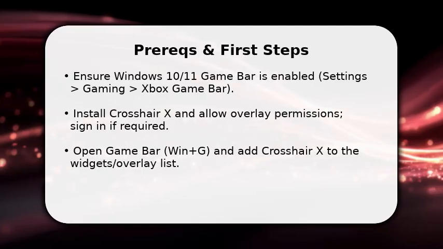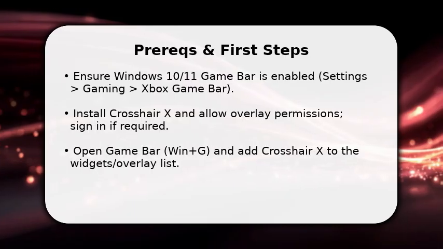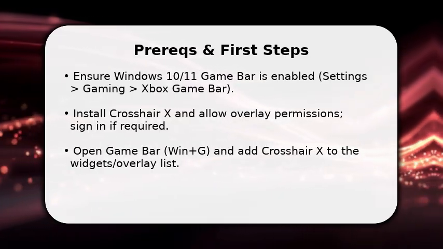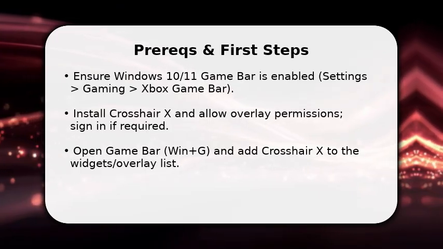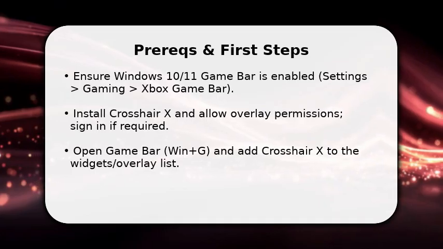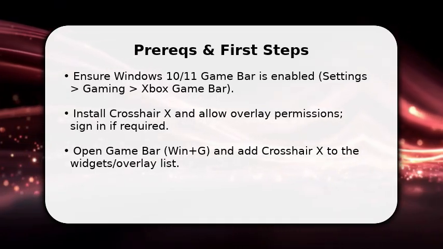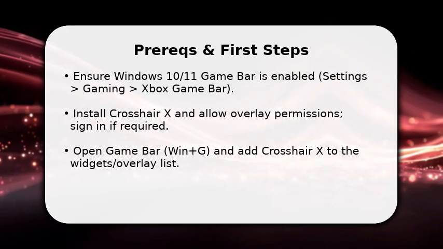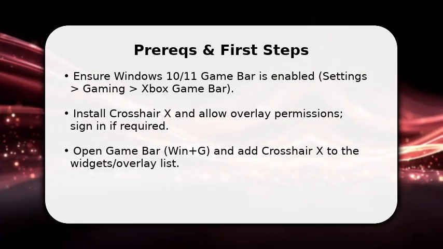You start by confirming prerequisites: Game Bar enabled, Crosshair X installed, and overlay permissions granted. Open the Game Bar with Win+G now so you can work in context. Once done, add Crosshair X as a widget and load a default profile to get immediate visual feedback. You do this so you can place and test the reticle while the tool is active.